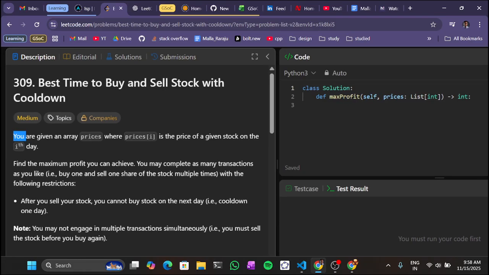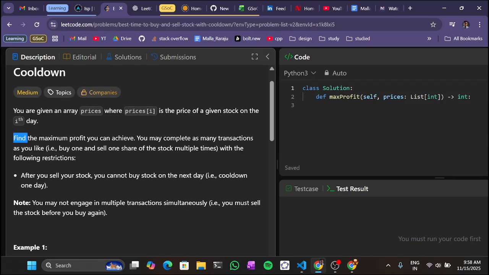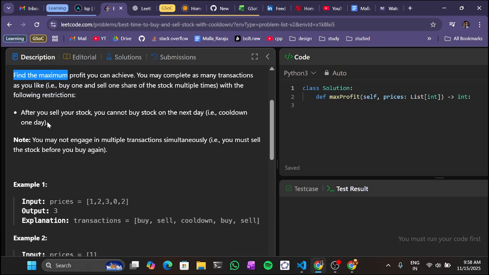You are given an array of prices where each element is the price of a stock on the ith day. Find the maximum profit you can achieve. You may complete as many transactions as you like, buy one and sell one share of the stock multiple times, with the following restriction. After you sell your stock, you cannot buy stock on the next day. That is a cooldown of 1 day.